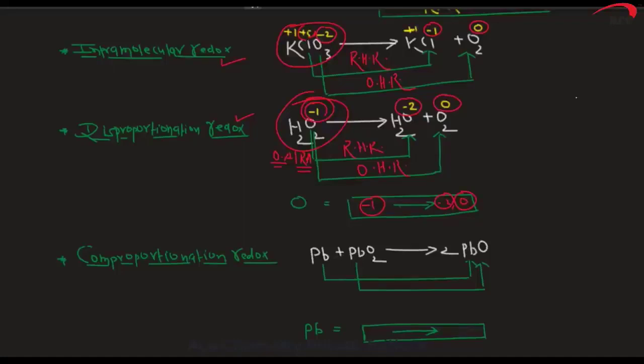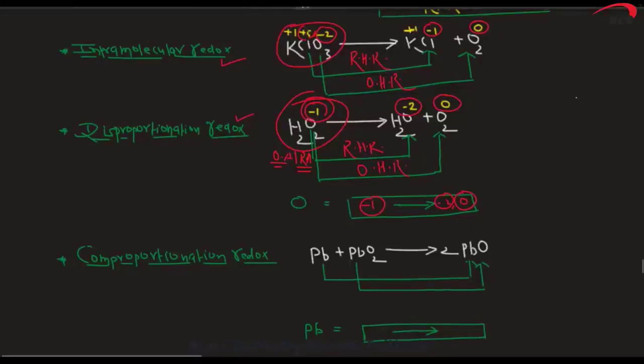Reducing agent. The same substance is acting as oxidizing and reducing agent. The trick to identify the disproportionation reaction: the same element should have three different oxidation states. On the left hand side, it should have one oxidation state, and on the right hand side, it should have two different oxidation states. Next reaction, if you see this reaction, student, Pb and PbO2, there are two reactants and they are forming one product, PbO. It's like a combination, as two reactants are giving one product.